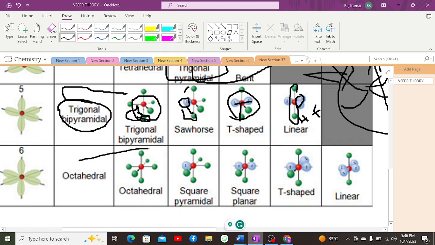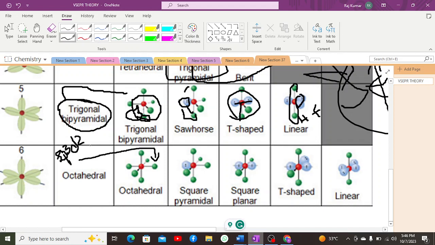Octahedral has an angle of around 90 degrees, in which there are six hybridized orbitals, classified here as s, p3, d2. Now there are six sp3d2 hybrid orbitals, and this type of bond formation occurs in sulfur hexachloride.